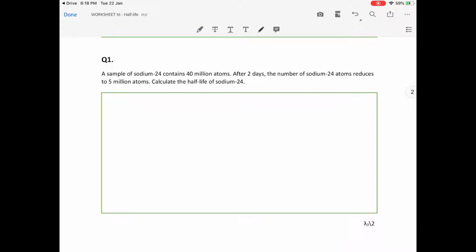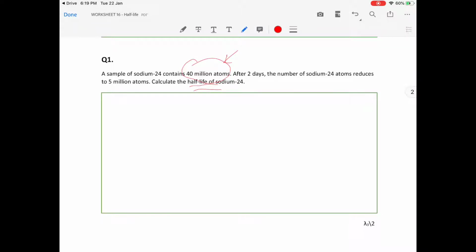Question 1. All right, so the question says we have a sample of sodium-24. Sodium is natrium. It initially contains 40 million atoms. After 2 days, it doesn't have to be mass, by the way. Half-life doesn't have to be mass. It can be number of atoms, number of counts, and also of course mass, the kg. After 2 days, the number of sodium-24 reduces to 5 million atoms. They want you to estimate the half-life of sodium-24.